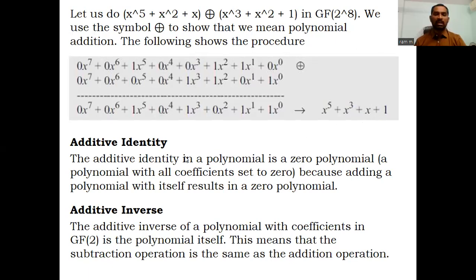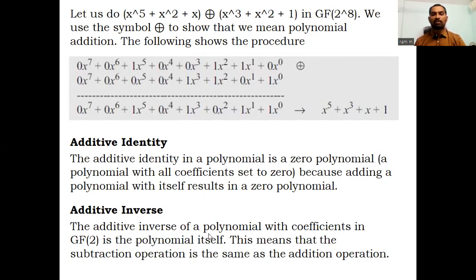Here we'll have the additive identity as well as the additive inverse. The additive identity in polynomials is the zero polynomial. What is the zero polynomial? When all the coefficients are zero, we call that polynomial the zero polynomial, and the zero polynomial will be the additive identity for the operation addition.